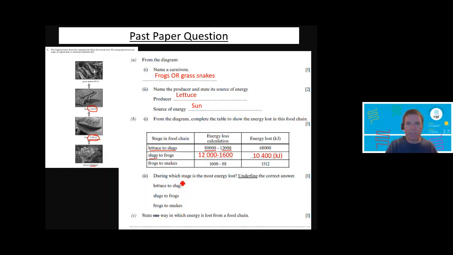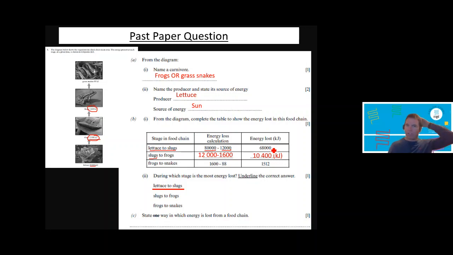It says during which stage is the most energy lost? So in this case it's just reading which is the biggest value there. And you can see then that is lettuce to slugs, which is really common. It's usually that first stage that the most energy is lost because there's an awful lot of that cellulose I talked about, which contains loads of energy that is not accessible to the primary consumer.